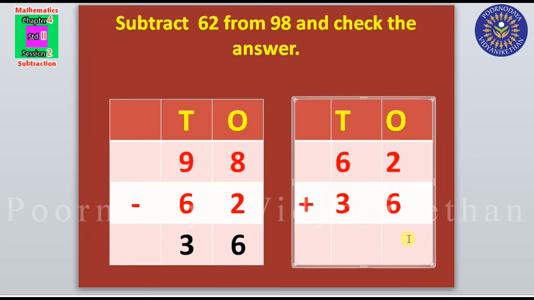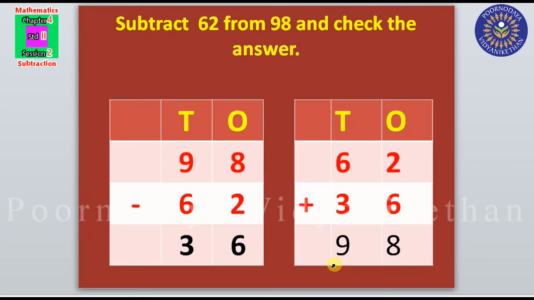Now what do you have to do? Add these two numbers. 6 plus 2 is equal to 8. 6 plus 3 is equal to 9. We got 98. 98 is our bigger number, isn't it? So what can we say? Our subtraction is correct.